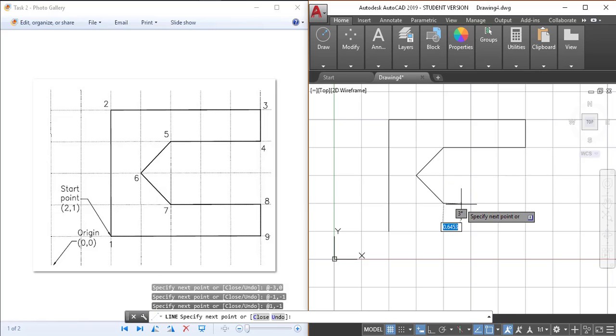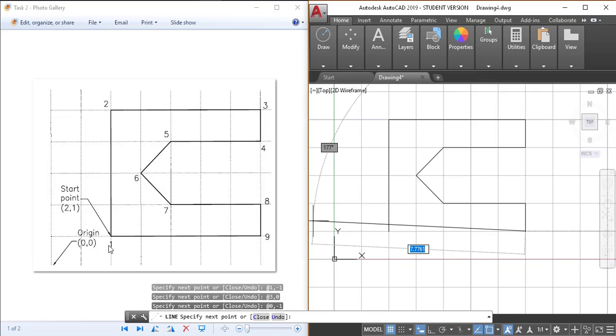So now for point 8 we have to move 1, 2, 3 boxes in x-axis and there is no movement in y-axis. So coordinates will be 3, 0. For point 9 we have to move 1 box in negative y direction whereas there is no movement in x-axis. So 0, -1.